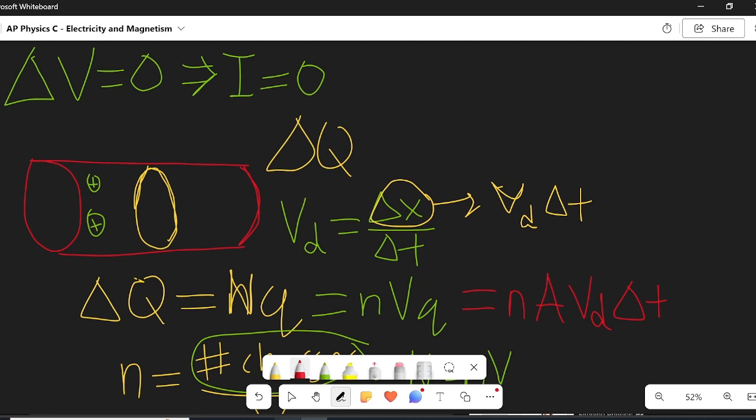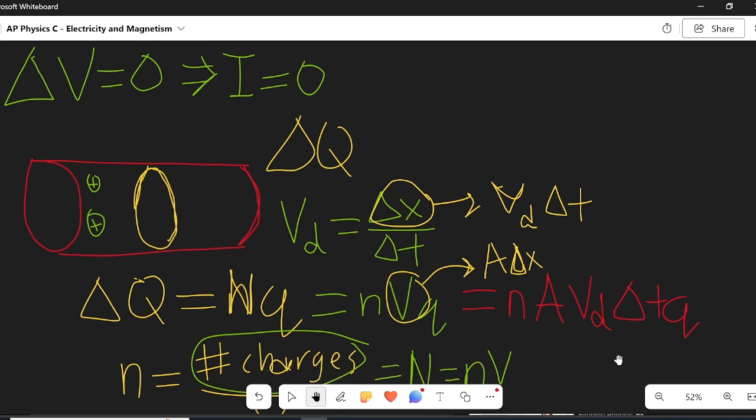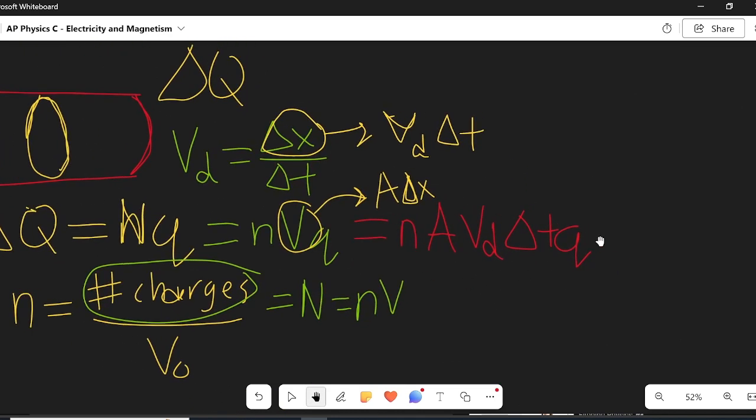Remember, volume, from our integral formula, can be broken up into the area of a cross section multiplied by delta x. Because we isolated delta x up here as drift velocity times delta time, we can simplify it as so down here, with values we'll know. And lastly, we multiply by charge.